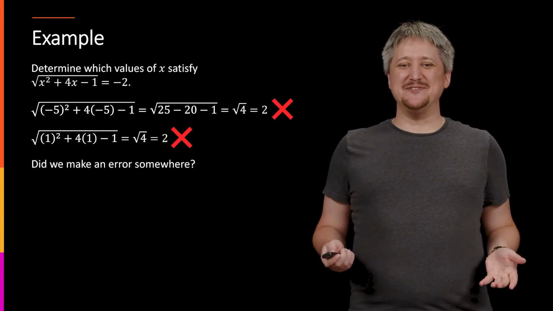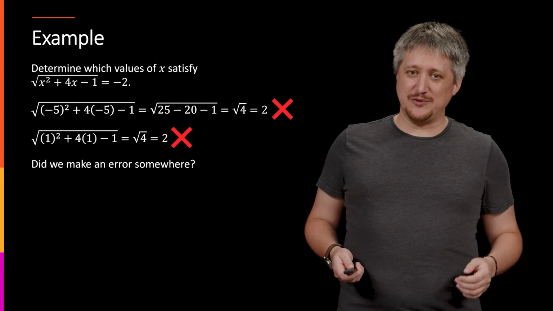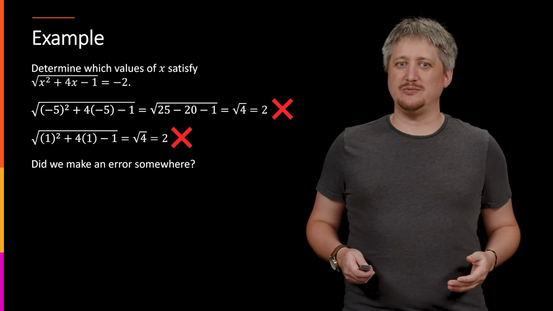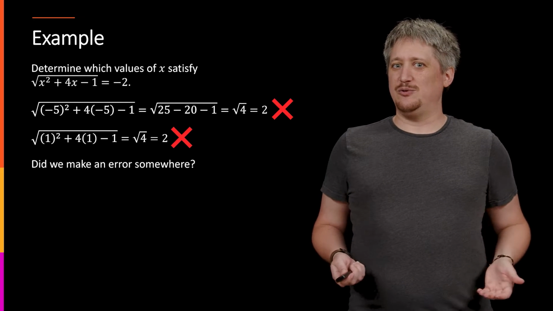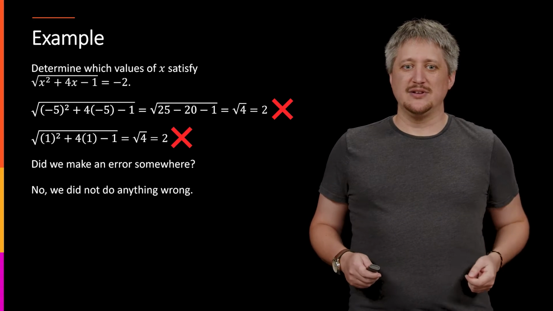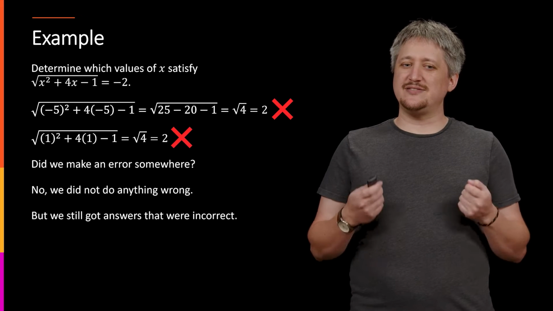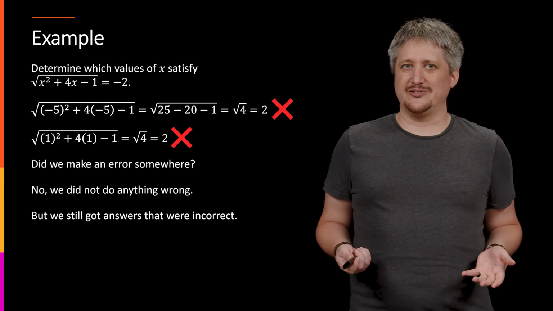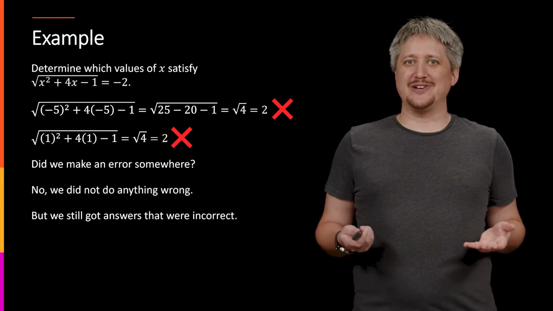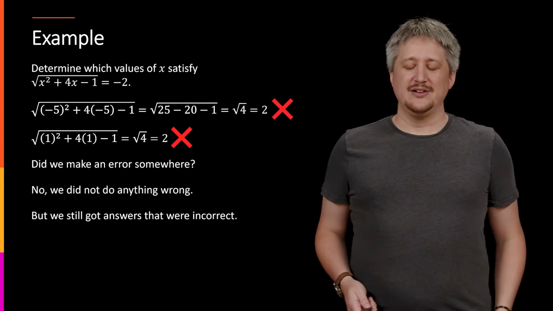So what gives? Did we make an error? I mean, we could go back, and feel free to go back if you want. We could go back through and see what we did, but there wasn't an error anywhere. We did it step by step, and everything worked out. We didn't do anything wrong, but still we got answers that aren't answers. They don't work. So what gives? How is it that we can get answers that aren't answers?